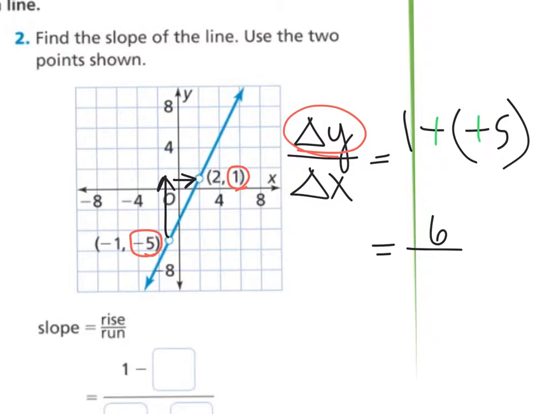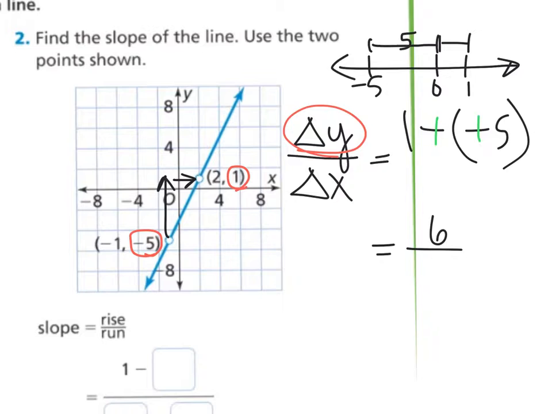Another way you could do this would be to draw a number line and think about how do we get from -5 to 1. How far do we go to get from -5 to 1? And then you could say, well, to get from -5 to 0 would be 5, and then from 0 to 1 is 1, so that's all together would be 6.